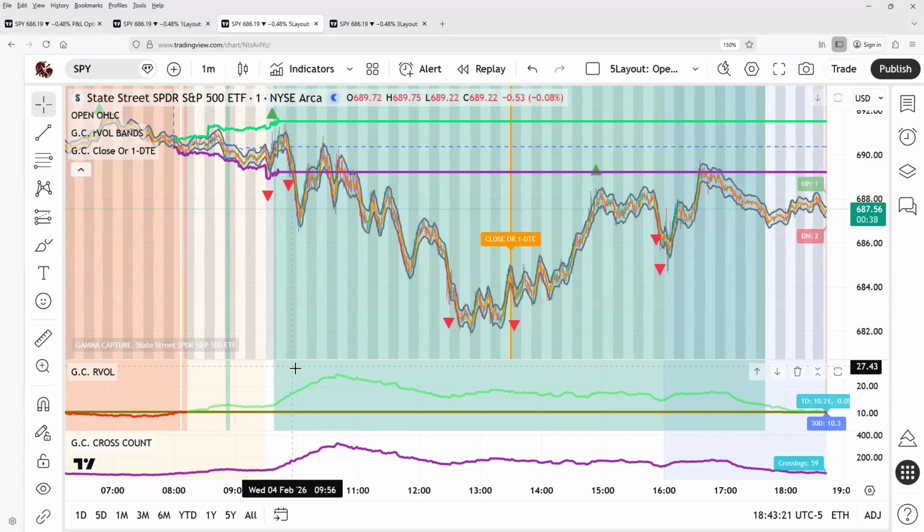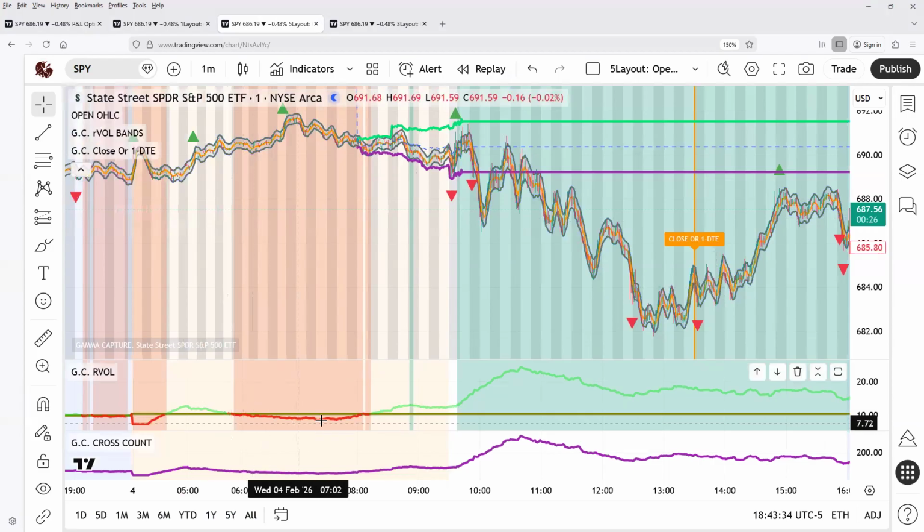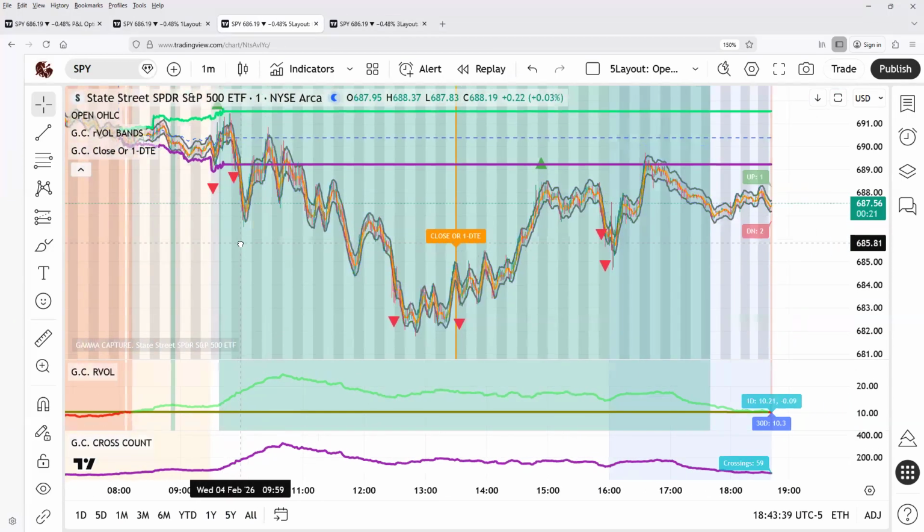The green line here above the 30-day will also highlight in green the chart. So these are high volatility areas. When the volatility is below the 30-day, it'll be a reddish highlight. So I can tell which kind of vol environment that we're in.